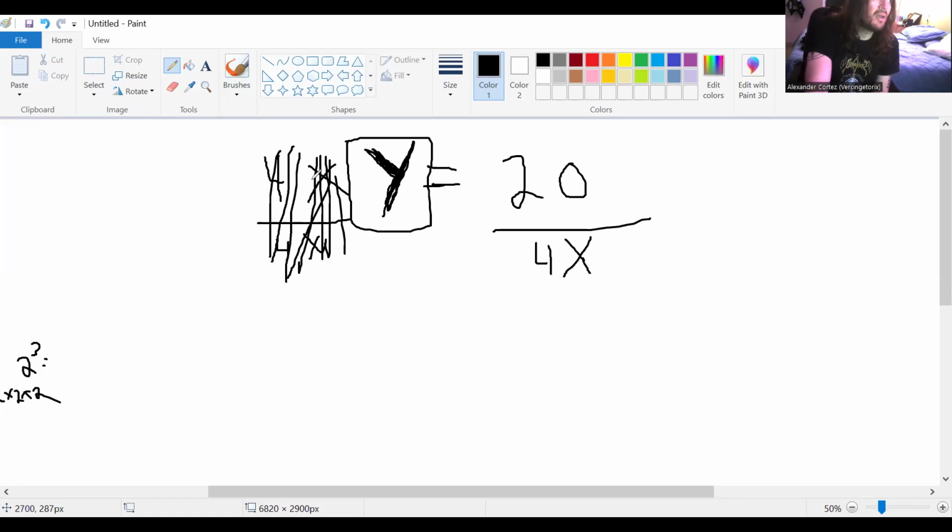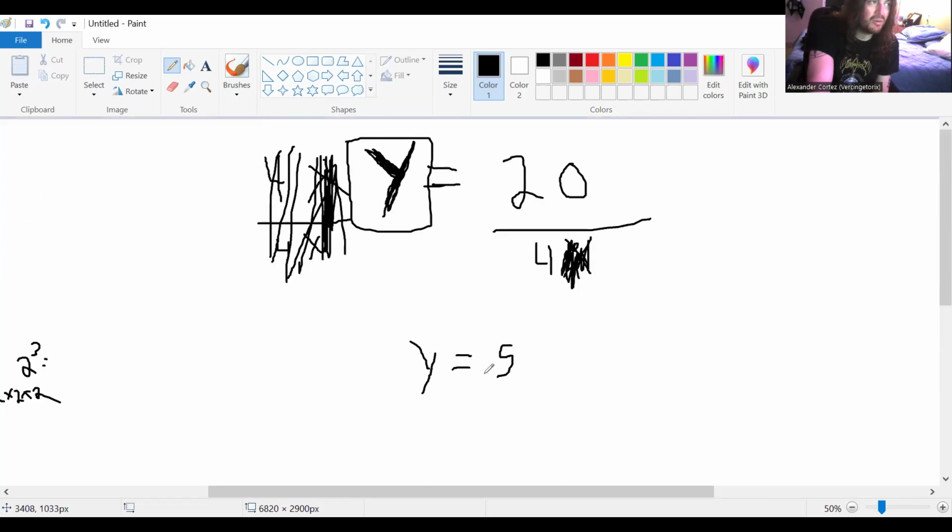Right? So the x we don't have to carry. We're just basically dividing by 4 because this is being multiplied by 4. So we're just dividing this 20 by 4. When you divide 20 by 4, it's going to be 5, right? You just punch in 20 divided by 4, 5. So then that leaves y equals 5. So y has a value of 5.